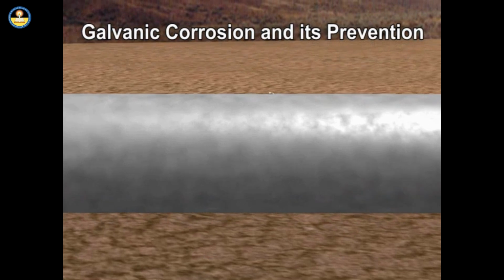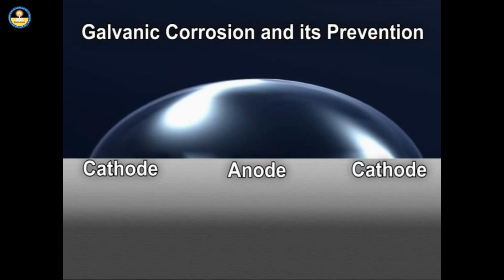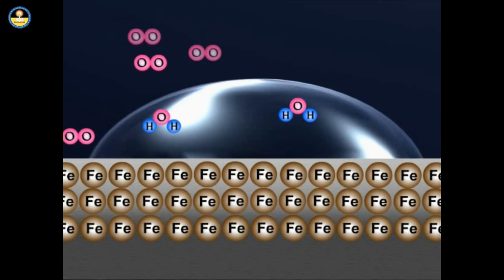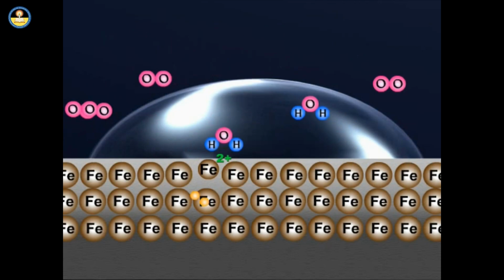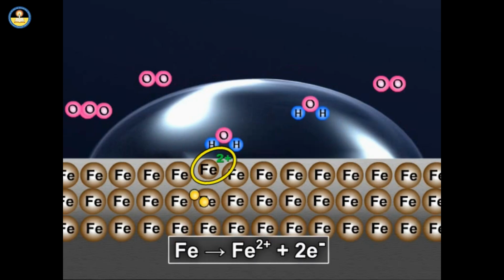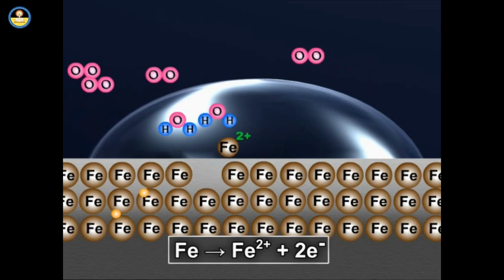Corrosion in iron pipes occurs in the presence of water. In the animation, we will see what actually happens at the molecular level. Iron loses its 2 electrons to form Fe2+ ions. The equation for this reaction is Fe gives Fe2+ plus 2 electrons.